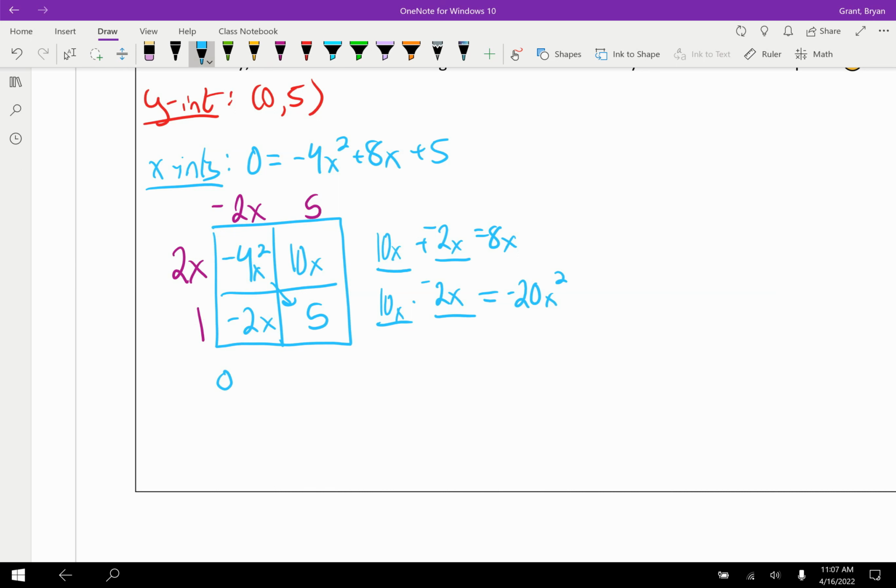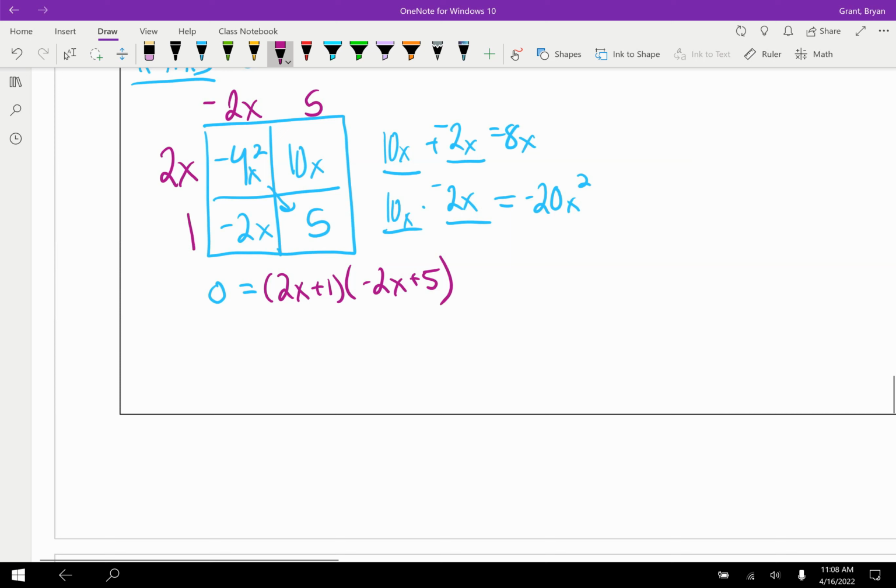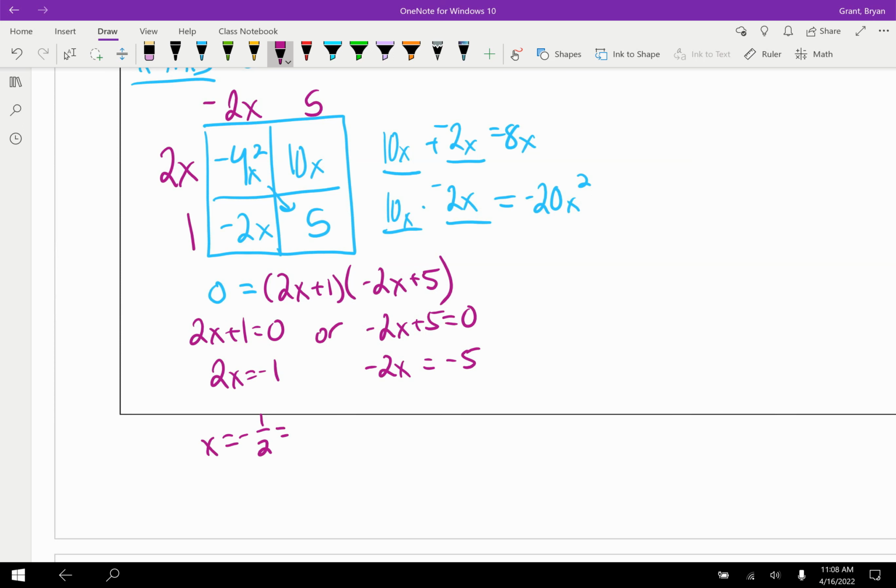So we have 0 still equal to, but no longer the standard form. We've converted it to factored form. So 2x plus 1 times -2x plus 5. And we have two equations to solve here. 2x plus 1 equals 0, or -2x plus 5 equals 0. Subtract 1 from each side. Subtract 5 from each side. Divide by 2 to get x equals -1/2, or the decimal.